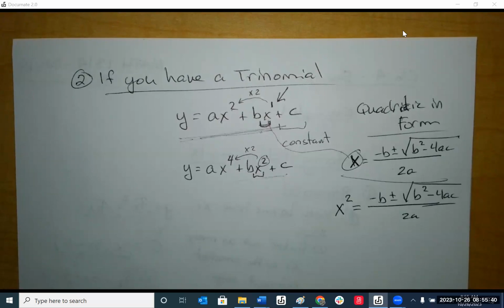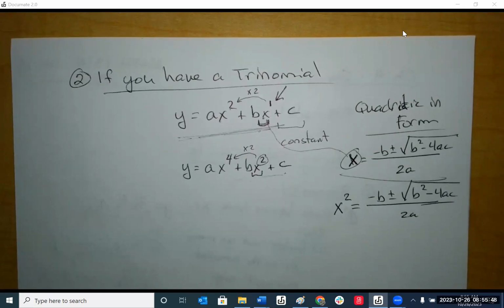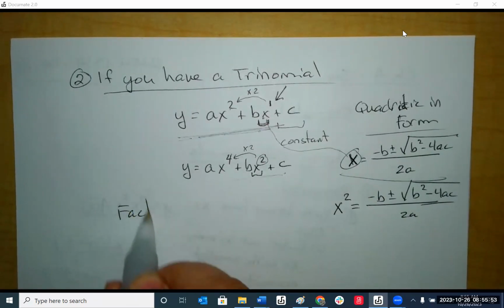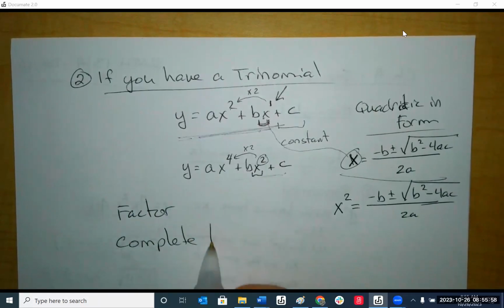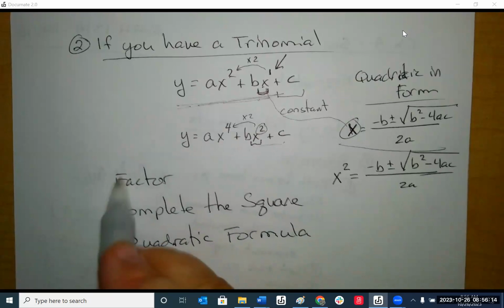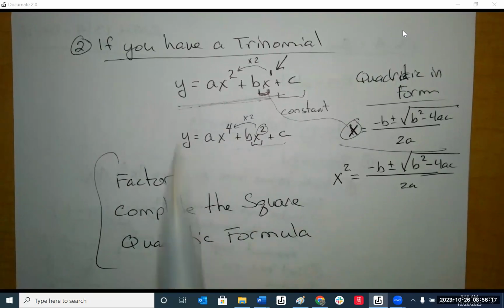But in any other classes, yes, they expect you to memorize this for whatever courses you get into. So if you have a trinomial, then you can either factor, complete the square, or use the quadratic formula. And that's what we did the last chapter. So that's why I'm not going to worry too much about trinomials.